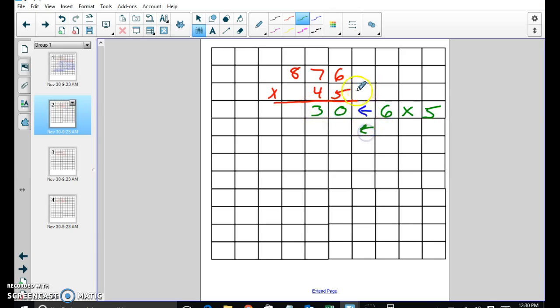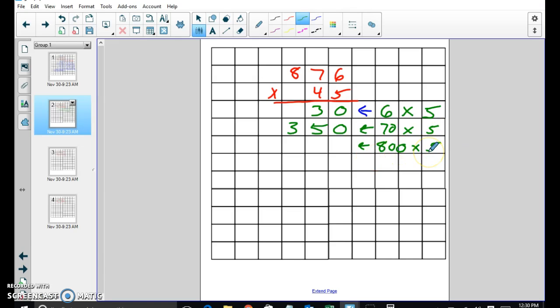Next, I have this 7, but remember that's not just a 7, that's in the tens place, so I'll make it 70 times 5. 7 times 5, 35, but there's that 0 here, the placeholder, so that would be 350. 8 in the hundreds place, so that's 800 times 5.